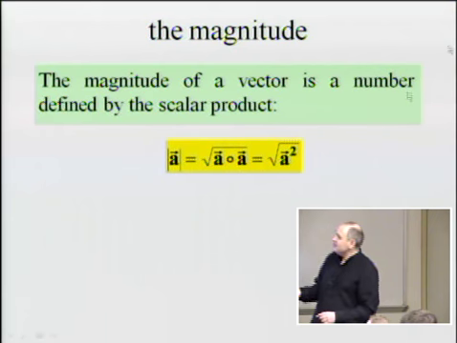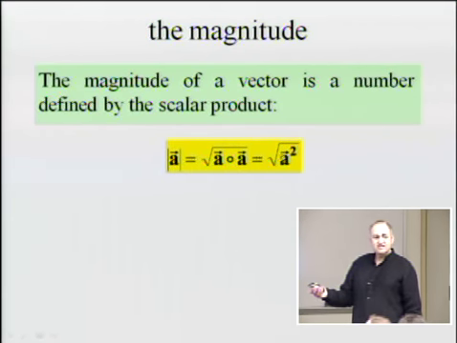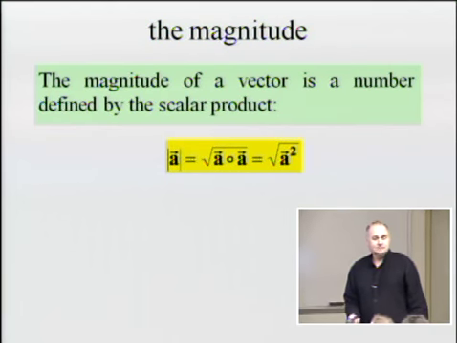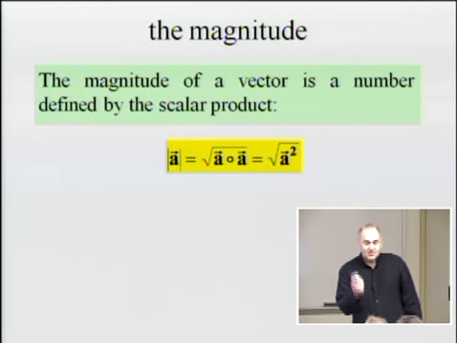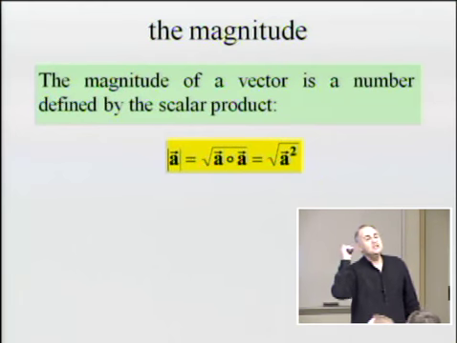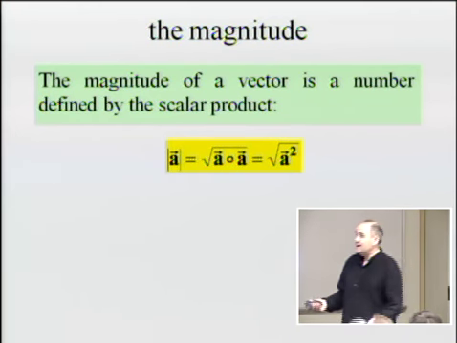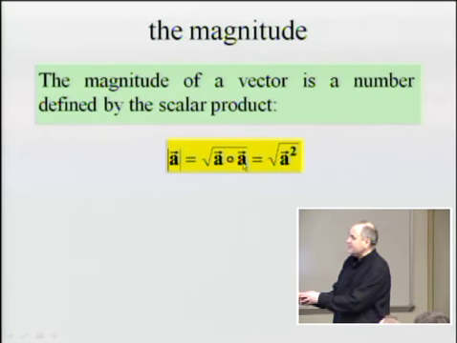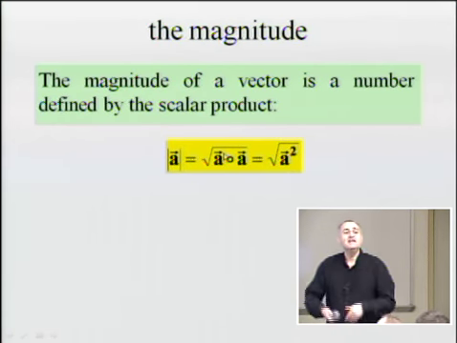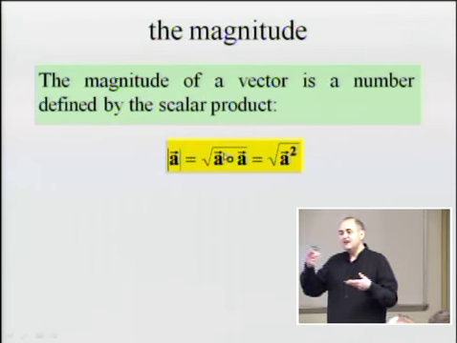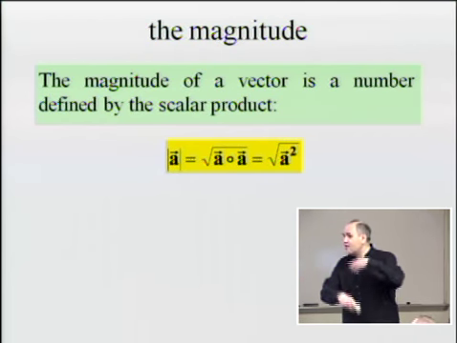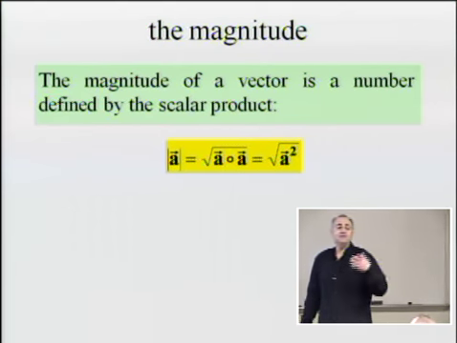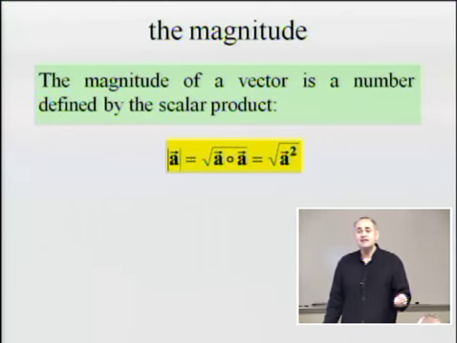If I take the square root of this scalar square, is it true that I will get a vector? No. Why not? Because it's a number, correct. If we calculate the scalar product of vector A and A, we will get a number. If we take the square root of a number, we won't go back to a vector. We will get a number. Not only that, we will get a non-negative number.